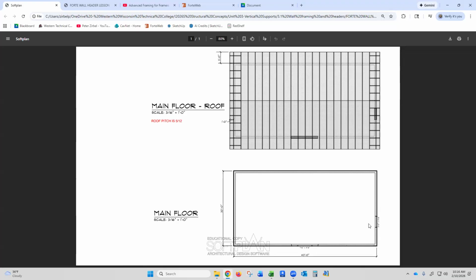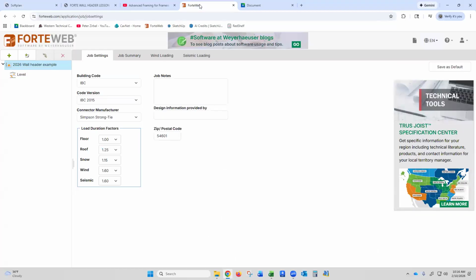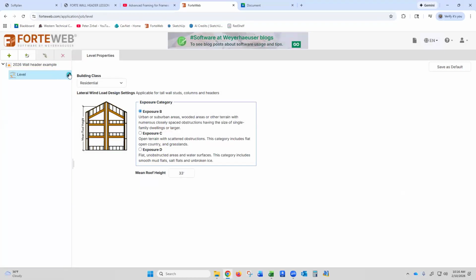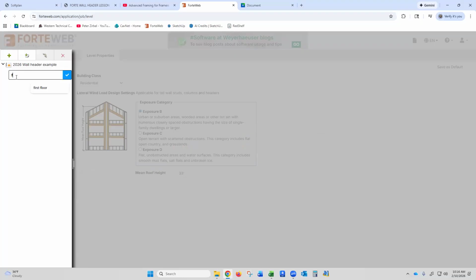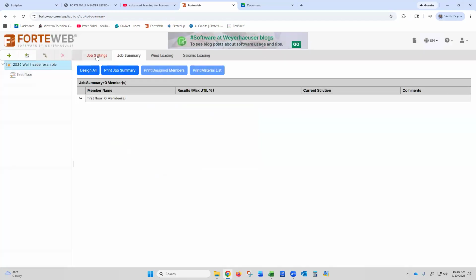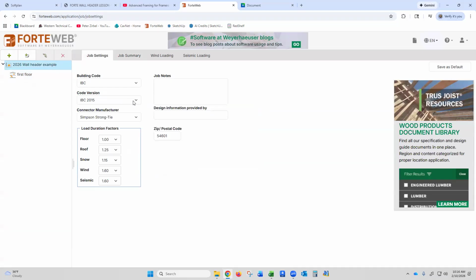Okay, so let's go ahead back to our assignment here. We're going to rename our level for first floor, just like we did before. So we're going to click on the pencil, type in first floor, and hit the blue check box. Oh, let's go back and check our current code. So let's go back to job settings. Let's make sure we set the code version to IBC 2024. So I went back to wall header example and clicked on job settings.